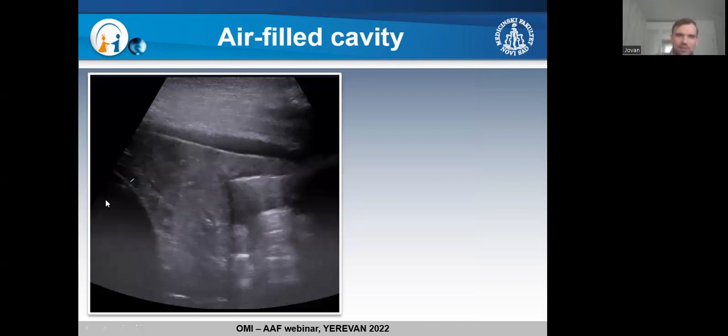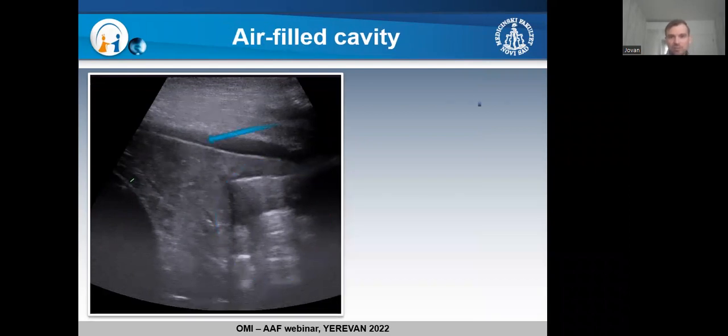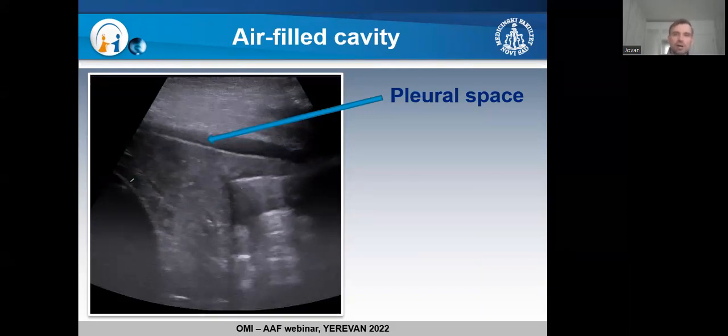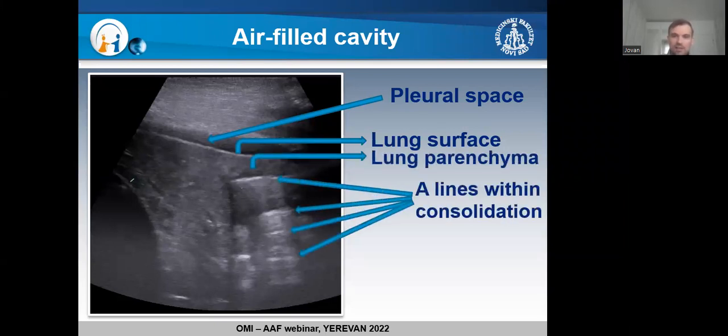Now look at this. Again, consolidation, again pleural effusion, but now we can see A lines within the consolidation. So this is a sign of air-filled cavity. In this case, this was an abscess. So let's go in a bit more detail here. This is a pleural space. There is a lung surface, lung parenchyma, and A lines within consolidation.